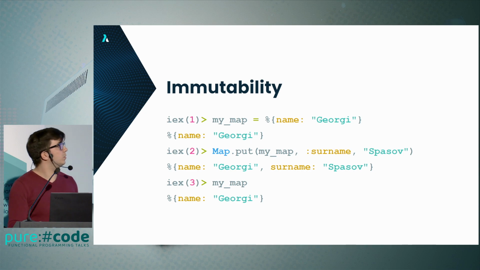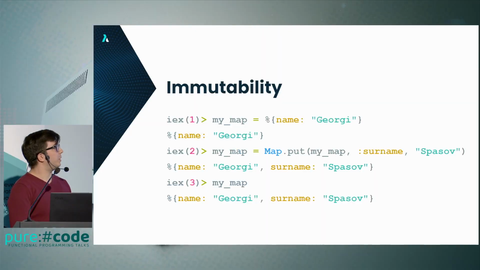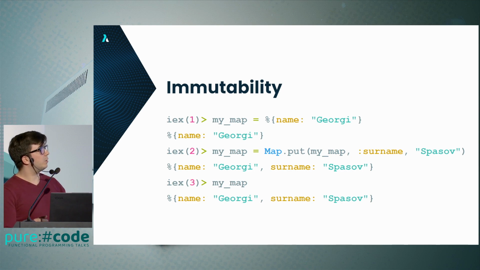If we do want to change what mymap points to, although points to is not a good way to say it, but what it labels, we have to rebind it. So if we rebind mymap to the result of Map.put, now we can see that we have the result of the function.